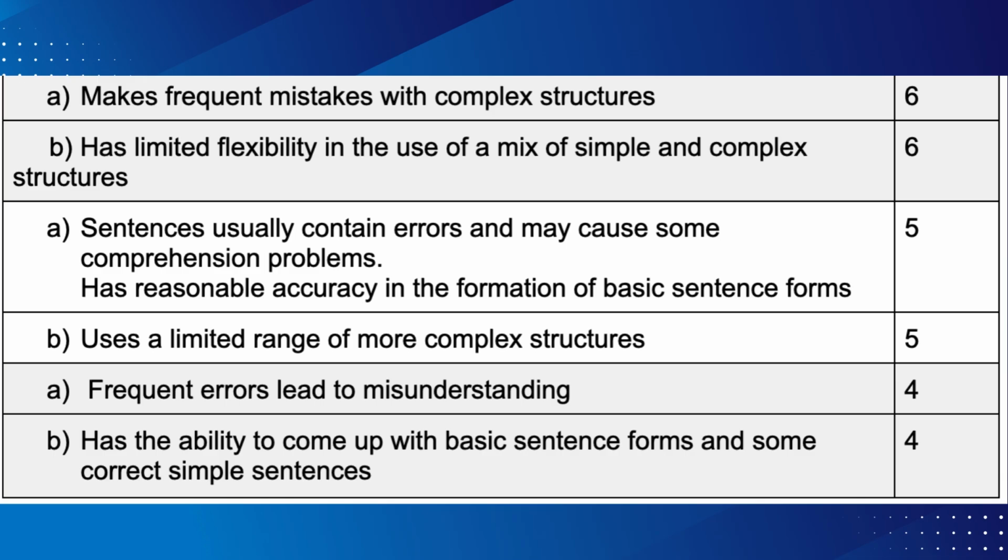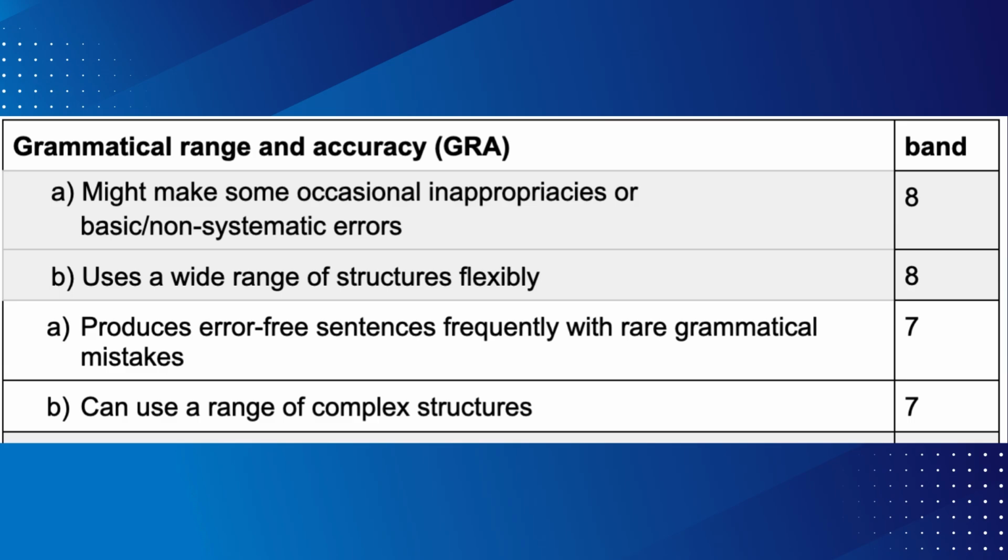Band 6, limited flexibility in use of a mix of simple and complex structures. So what we mean by flexibility here is the ability to use it in different contexts, in familiar and unfamiliar topics, in different situations, different tenses, for example, okay? And 7B can use a range of complex structures. So now our range of complex structures is increasing, and by band 8, we can use these structures more flexibly. So we can use them in different situations accurately.